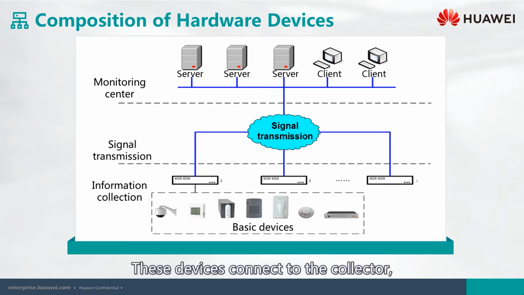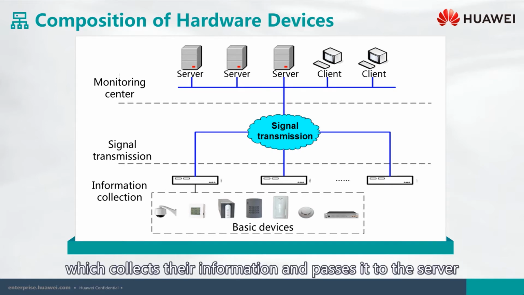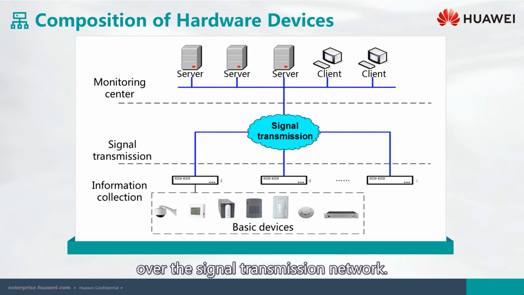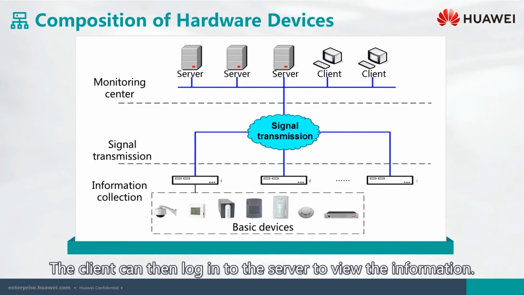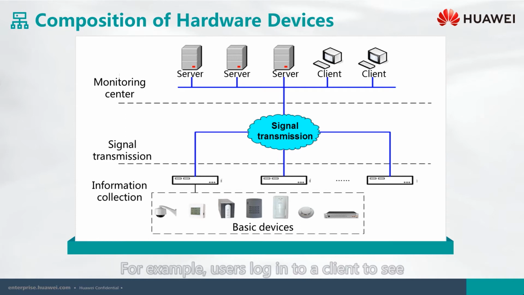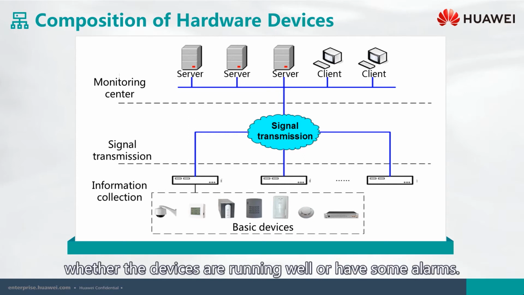These devices connect to the collector, which collects their information and passes it to the server over the signal transmission network. The client can then log in to the server to view the information. For example, users log into a client to see whether the devices are running well or have some alarms.